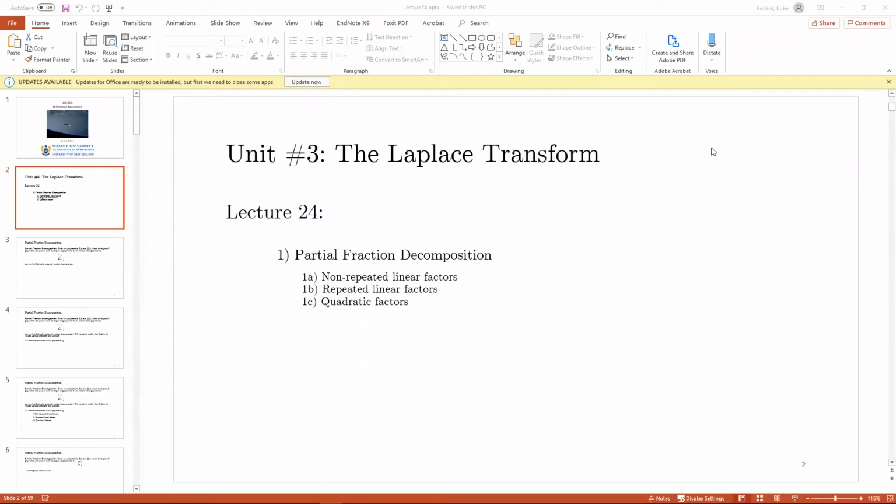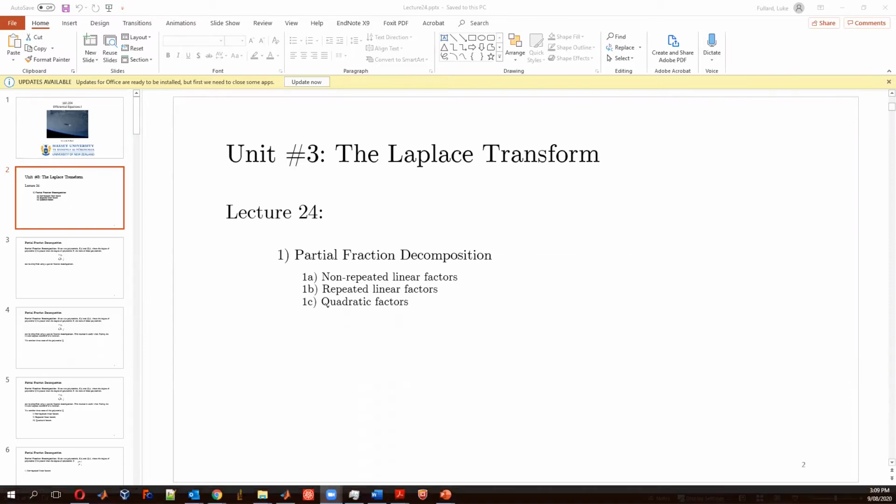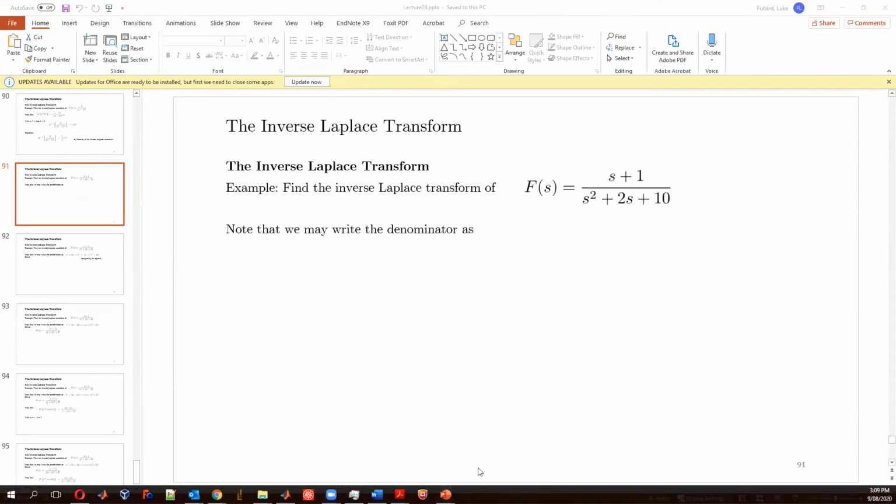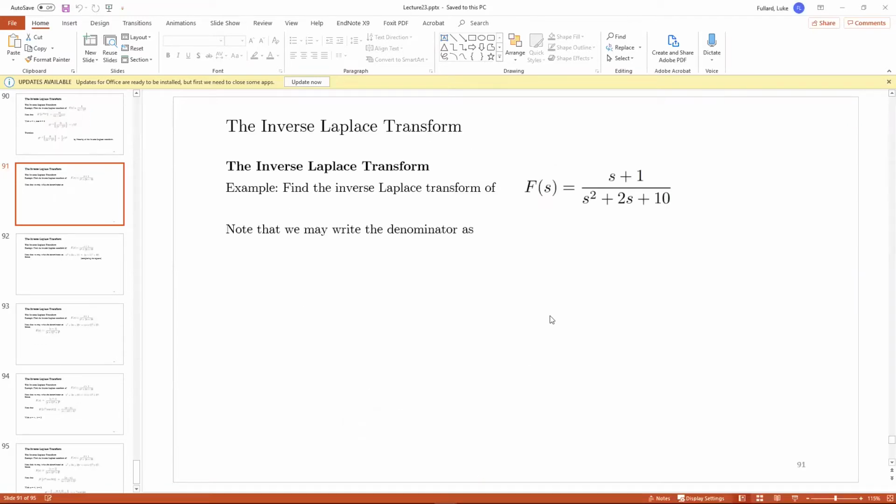Okay, welcome to lecture 24. So we're still in unit 3, the Laplace transform. Today we're going to be covering, revising really, partial fraction decomposition. But I wanted to just flick back to the previous lecture first, just to motivate that a little bit.